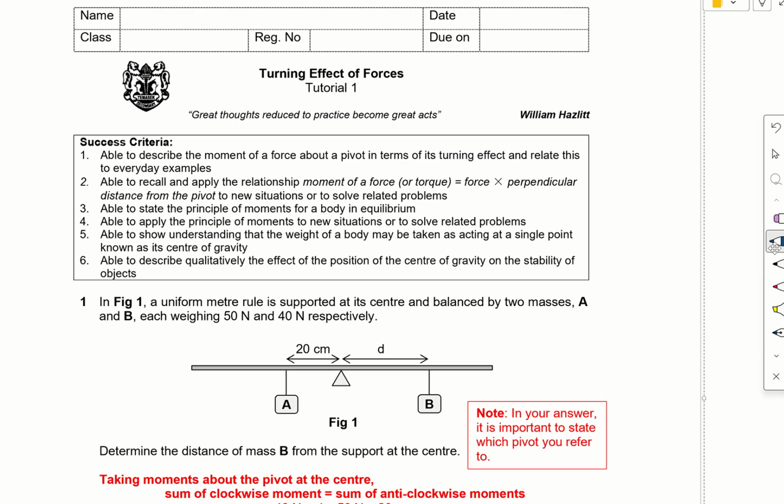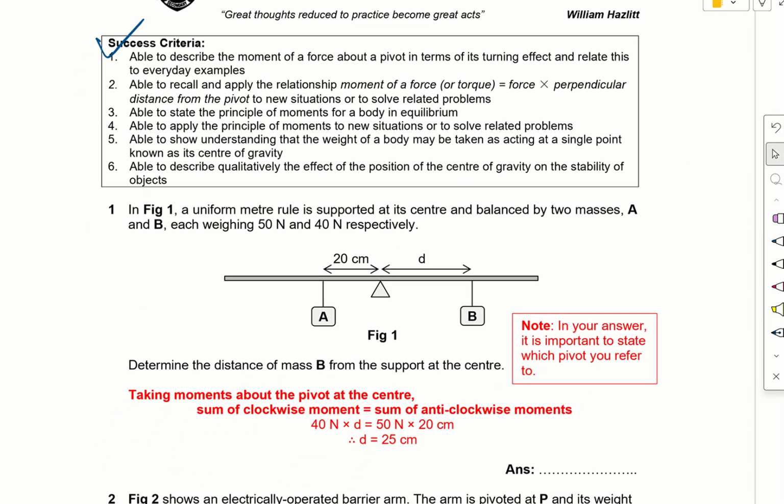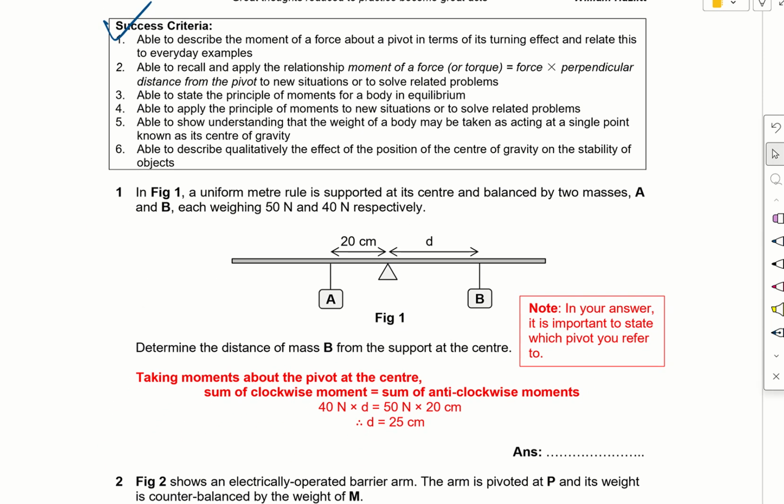Okay, so the first question, in figure 1, a uniform meter rule. I would like to underline this, and if it's uniform, that means the CG is in the center. And this is a meter rule, so it is 100 cm in length. That means the CG is at the 50 cm mark.